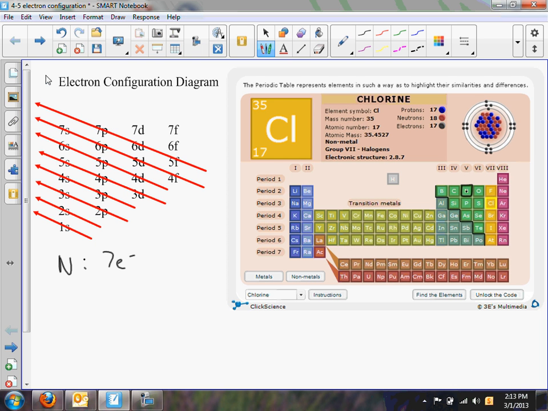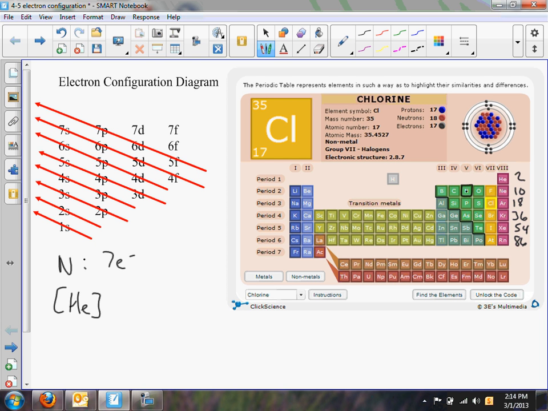Well, what you're going to start with is the noble gas core, the largest noble gas that will fit within nitrogen. Helium holds 2 electrons, neon holds 10 electrons, argon holds 18, krypton 36, xenon 54, and radon has 86. So the largest noble gas that will fit within nitrogen is helium. So I'm going to write that as helium in brackets. What that means is the electron configuration of helium.